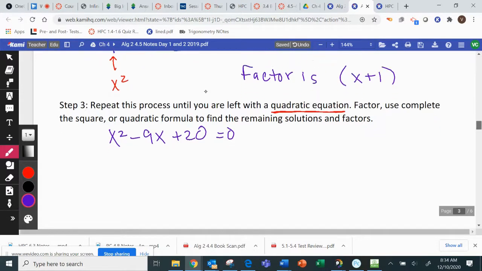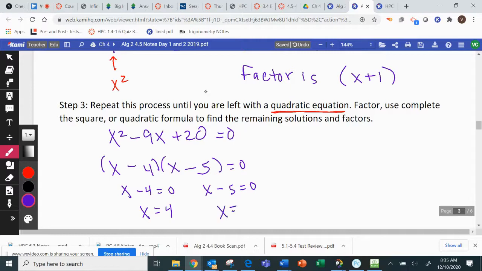It says factor, complete the square, or quadratic formula to find the remaining solutions and factors. So once you get to a quadratic, you need to do factoring if it's factorable. You can use the quadratic formula or complete the square if it's not factorable. This one is factorable. x minus 4, x minus 5. And so I get x equals 4 and x equals 5 for my remaining solutions.